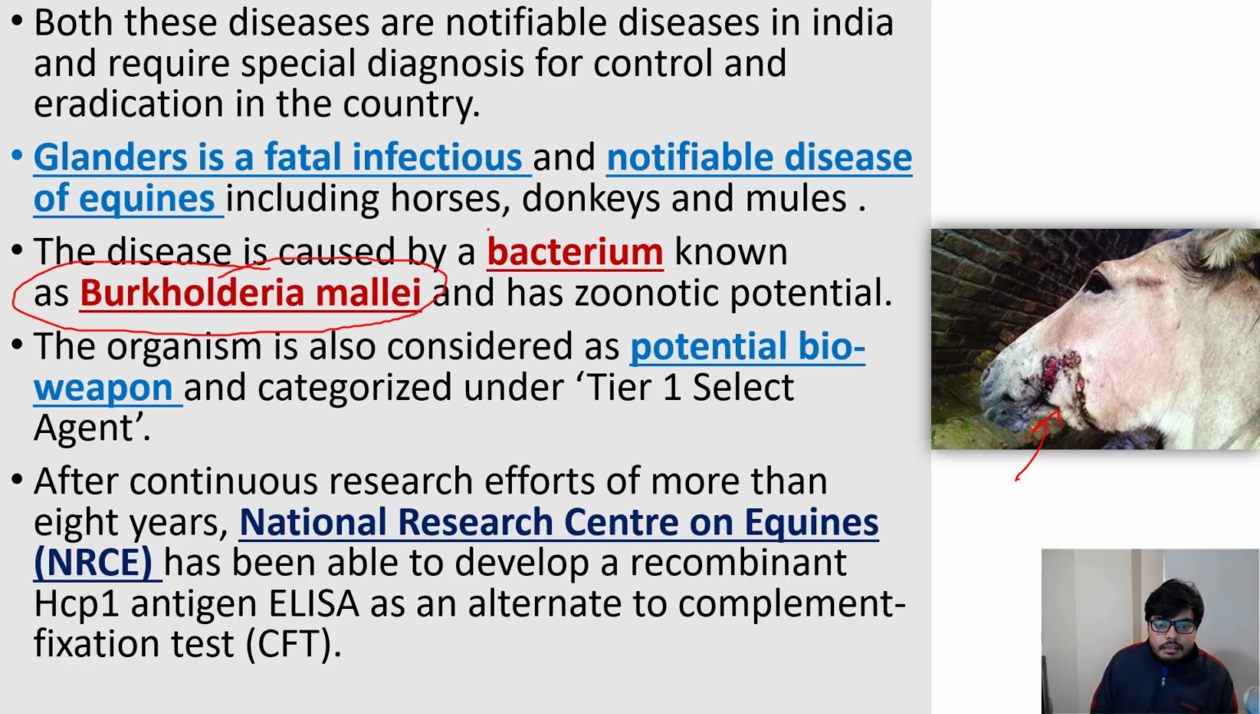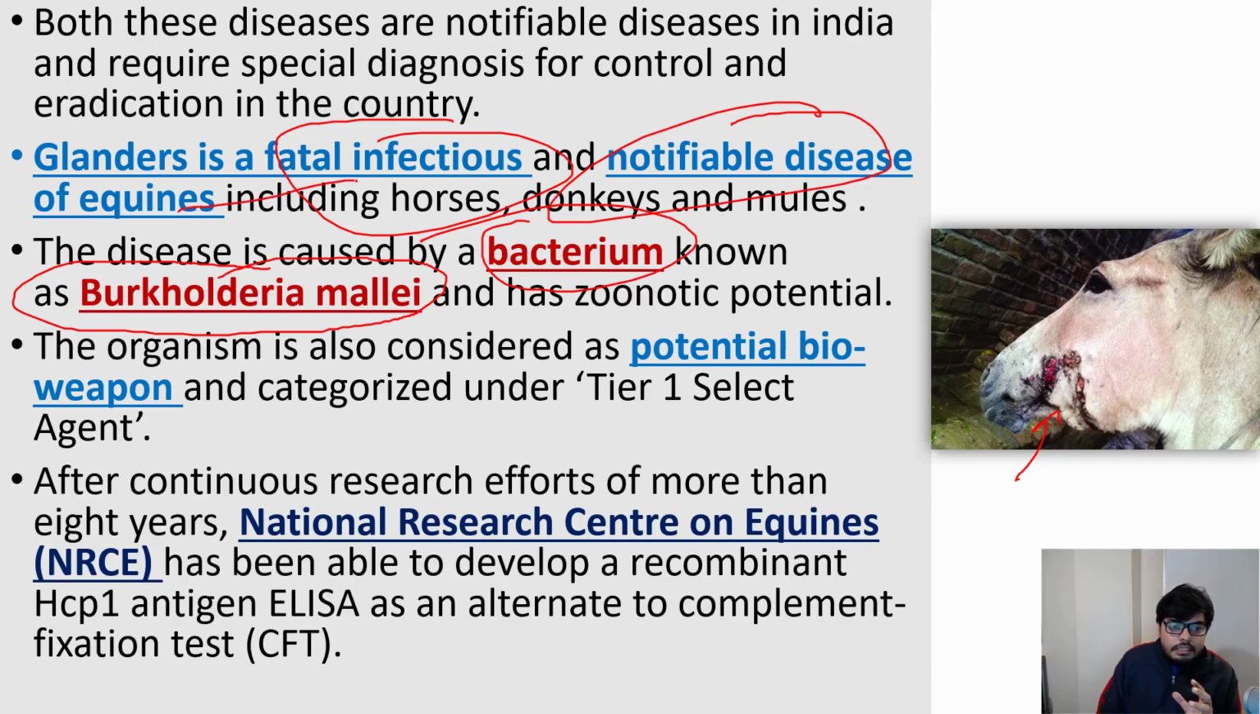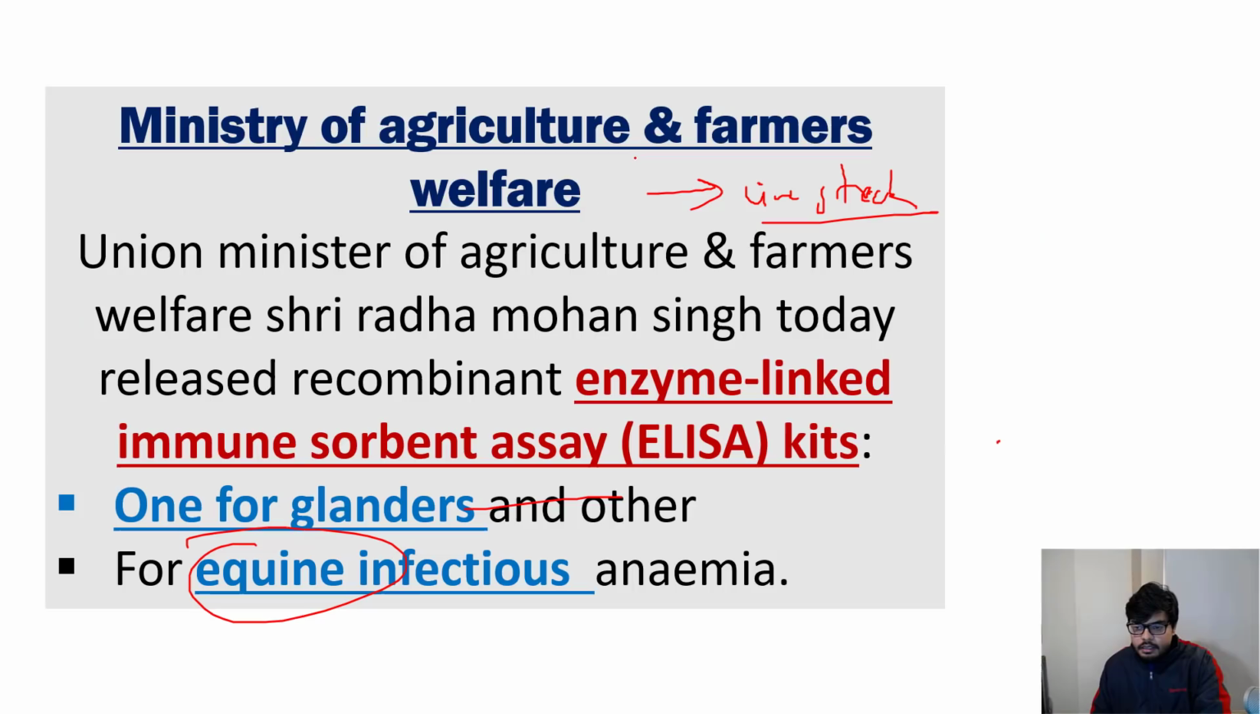Okay, and it's a bacterium, and it causes a fatal disease, a fatal infection, which is counted as a notifiable disease of equines only: horses, donkeys and mules. They die because it creates a huge problem in their bodies. The blood is totally spoiled. Both these diseases are extremely dangerous for the livestock and their owners. They bring big losses.